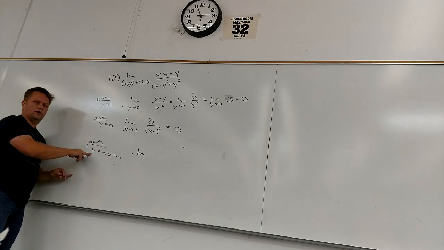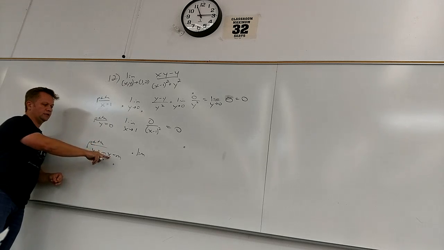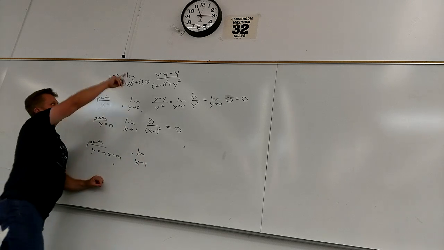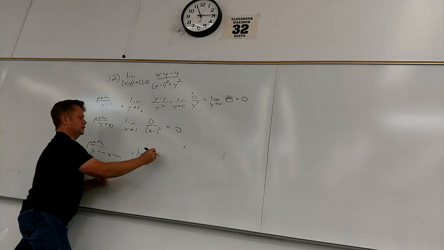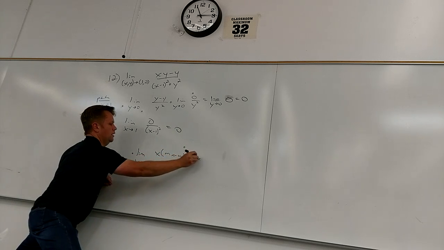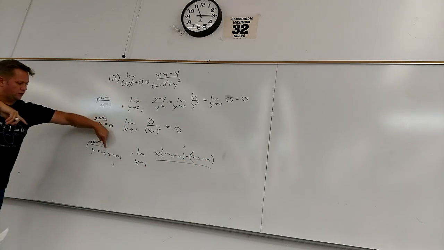And then y, of course, would be going to 0, like it's supposed to be. I'm replacing all my y stuff with x stuff. So this would be the limit as x goes to 1. Let's see now. x times mx minus m, minus mx minus m. I'm replacing all my y stuff with mx minus m.